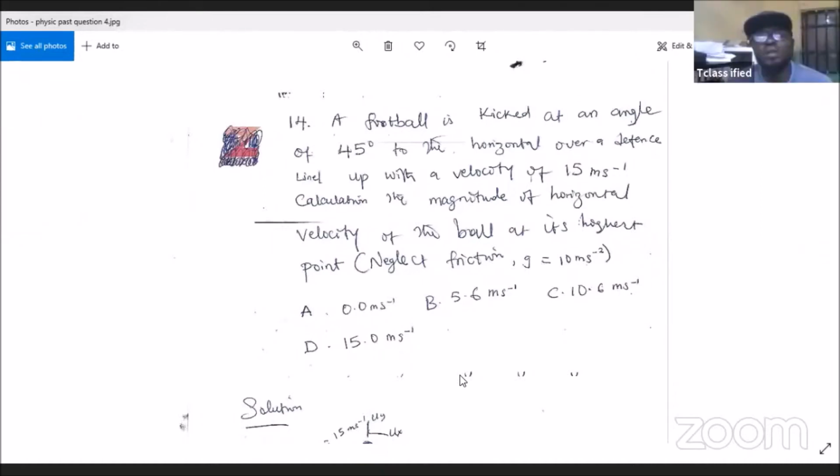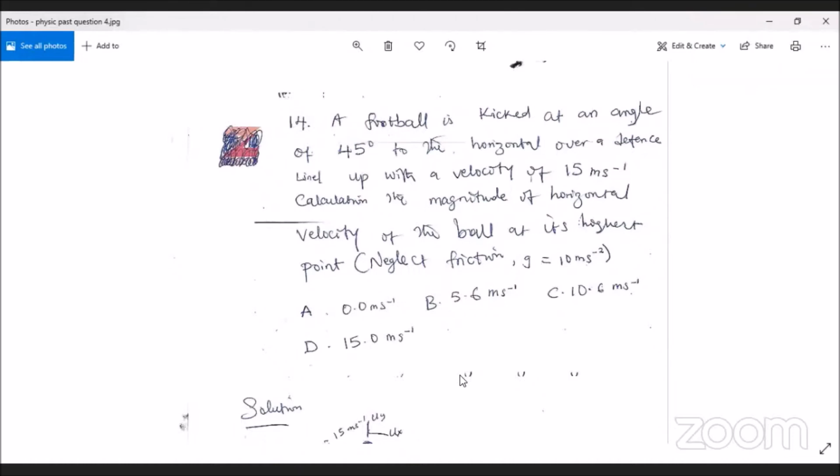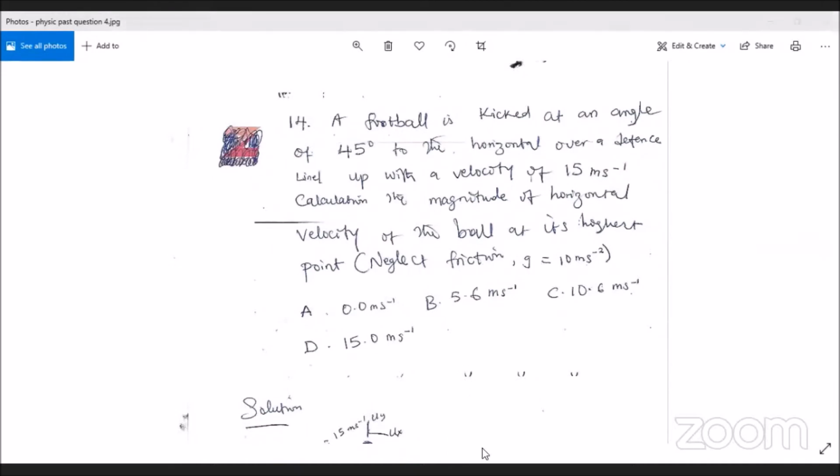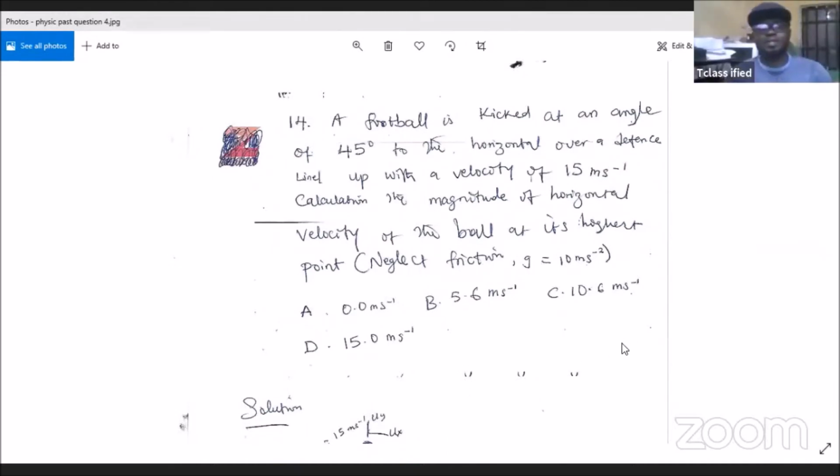A football is kicked at an angle of 45 degrees to the horizontal over a defense line-up with a velocity of 15 meters per second. Calculate the magnitude of the horizontal velocity of the ball at its highest point. Neglect friction and use g to be 10 meters per second squared. Option A, 0.0 meters per second, B, 5.6 meters per second, C, 10.6 meters per second, D, 15 meters per second.